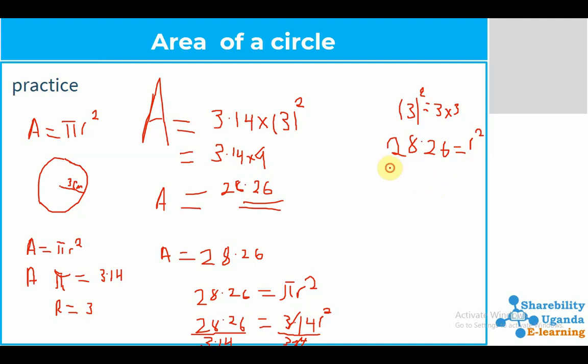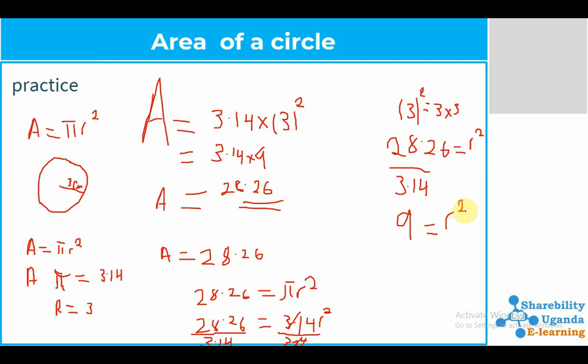Then here divide by 3.14. So when you divide our 28.26 by 3.14, who has an answer? Someone with an answer? Okay, so this is the answer we come up with.